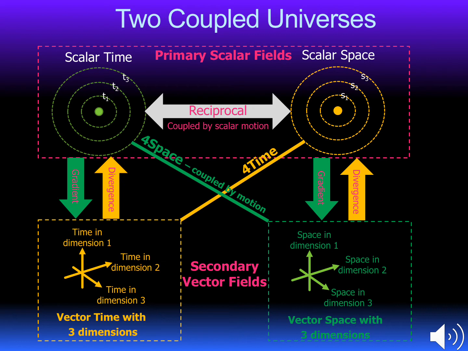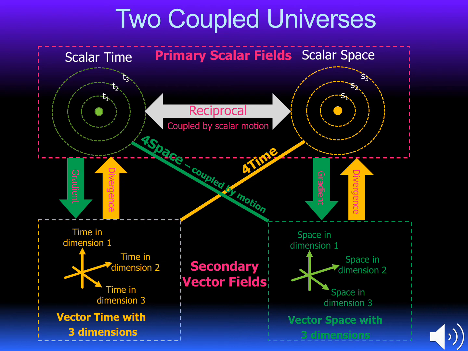And then from these scalar fields, the secondary vector fields are derived. So we use the gradient and divergence operations to go from scalar to vector. In that case, you'd use the gradient to go from scalar to vector, and you'd use the divergence to go from vector to scalar. And the link, you can see that scalar time in the top left is green, and vector space in the bottom right is green, and these two are coupled to create motion in 4 space.